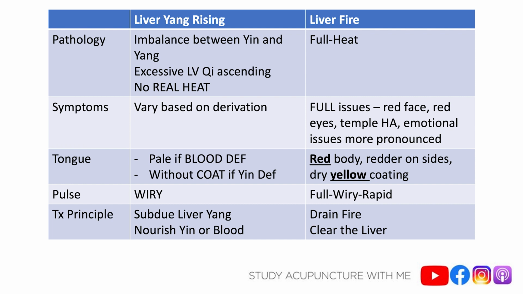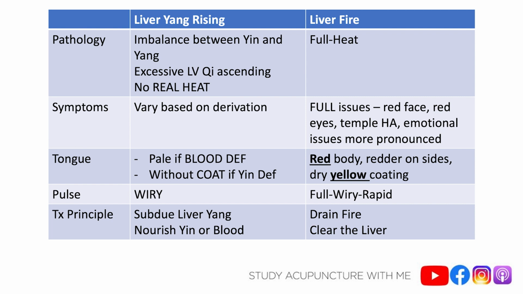And in terms of symptoms, the symptoms for liver yang rising are going to vary depending on where it's derived from. So for example, in the previous slides, if it comes from kidney yin deficiency, in addition to all those typical liver yang rising manifestations that you see, like the headache and the irritability, you're also going to see the backache, maybe the scanty urination, maybe even weak knees because of the kidney involvement.